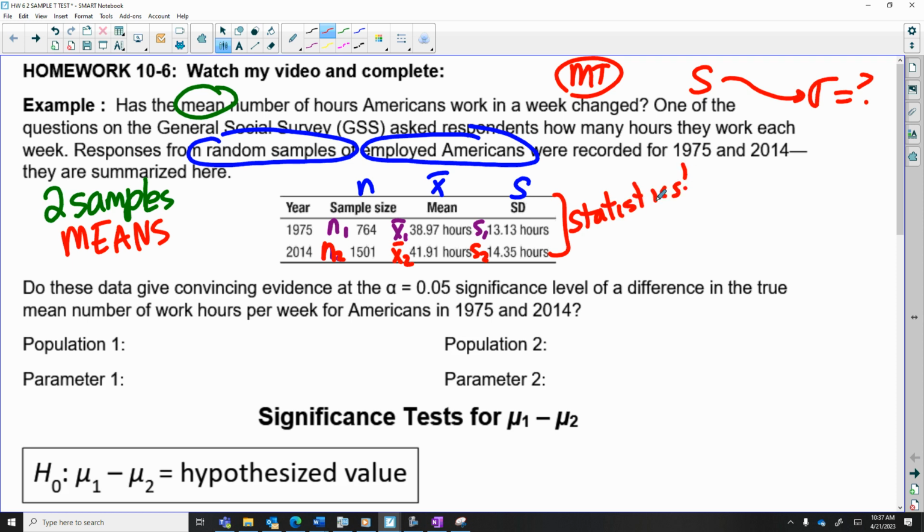not population parameters, okay? Do these data provide convincing evidence, at the alpha equals 0.05 significance level, that there is a difference between the true mean number of working hours from 1975 to 2014 for Americans? So as you can see, we have the difference of the means. We want to generalize about the mean of all Americans' working hours from 1975 to 2014.